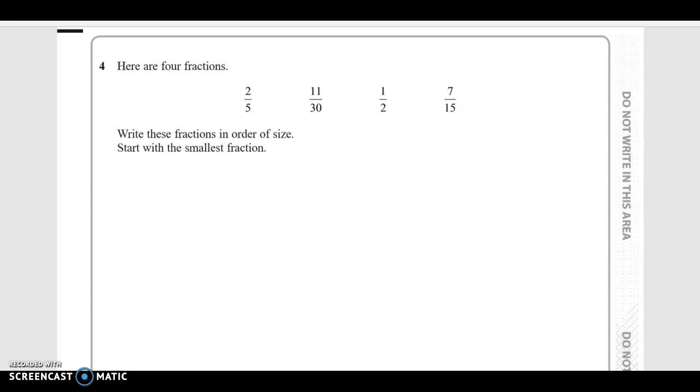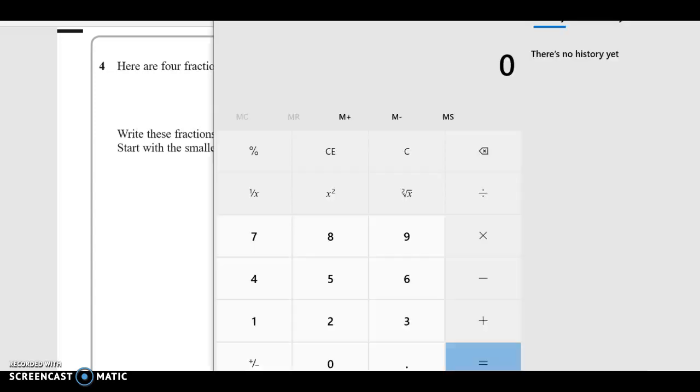The easiest way to do this, I find, is to turn them each into a decimal. You can do that with a calculator, which is what we're going to use now. So here is my calculator. I'm going to do 2/5. So to turn that into a decimal, I do 2 divided by 5.